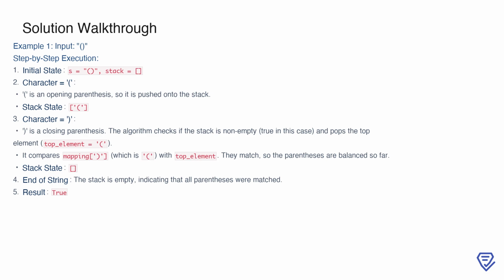The next character is a closing parenthesis. The algorithm checks if the stack is non-empty, which it is, and pops the top element, resulting in an empty stack. It then compares the popped element with the mapping of, which is also. Since they match, this pair of parentheses is balanced. At the end of the string, the stack is empty, meaning all parentheses have been matched correctly.